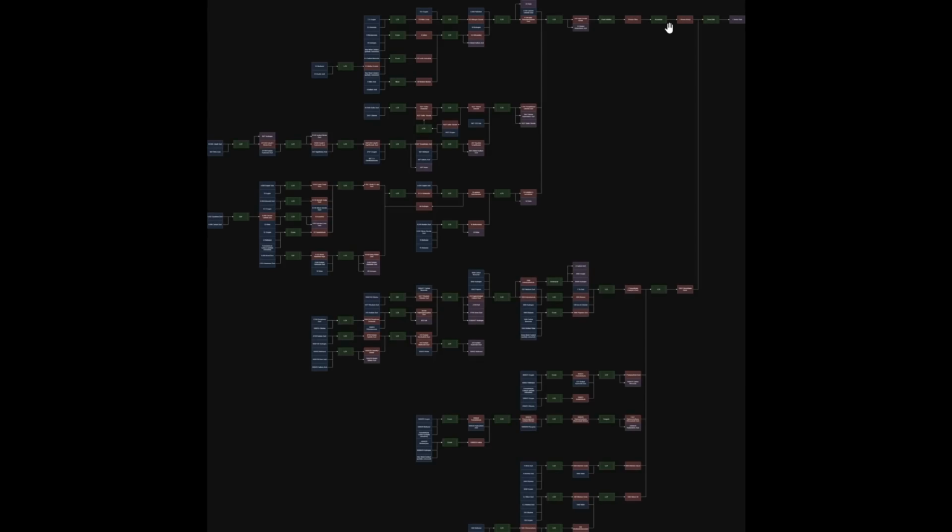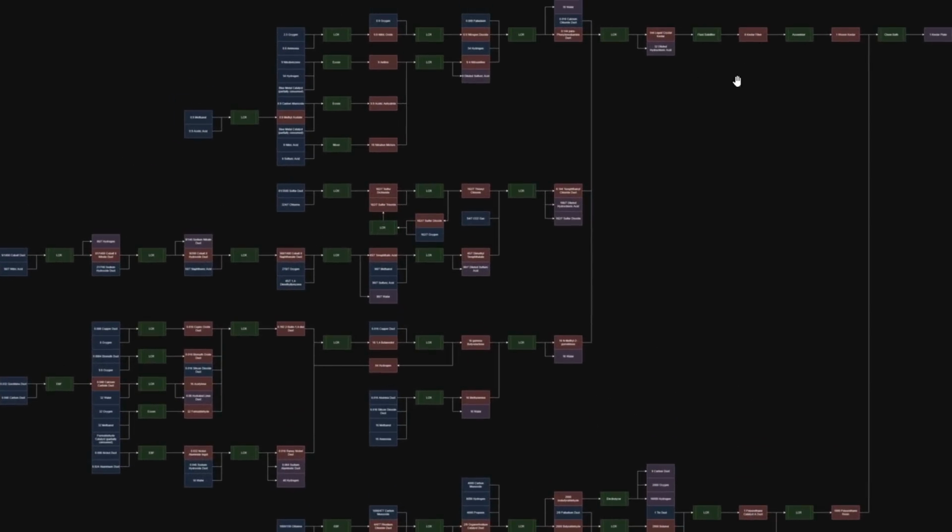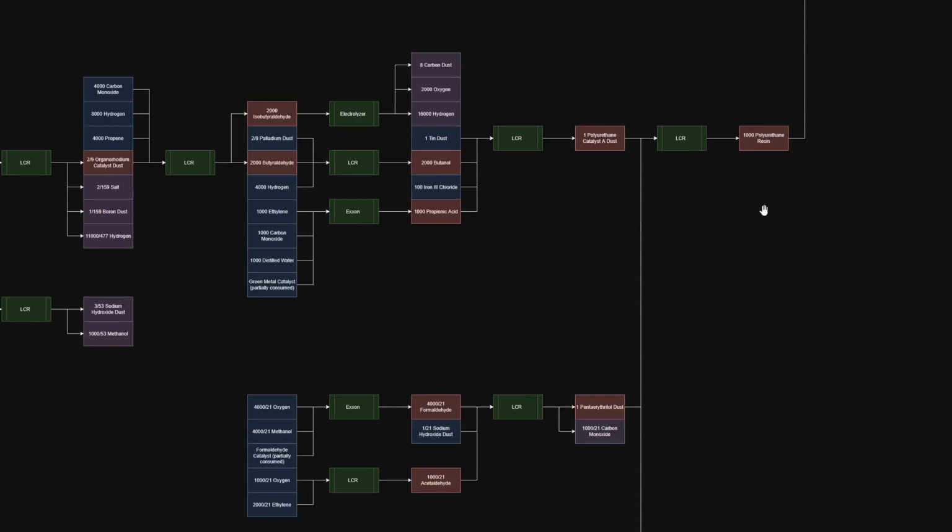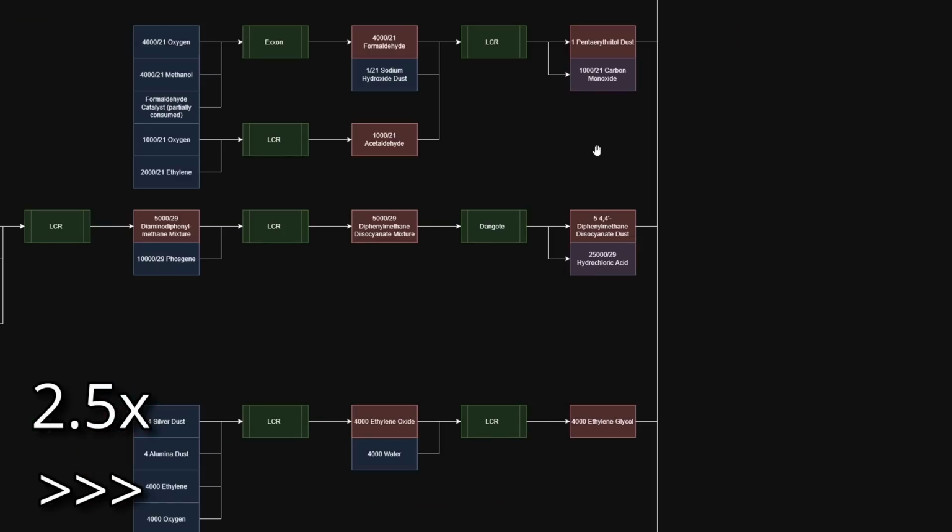Oh, that's the first branch. That's just for the woven Kevlar. And now, the polyurethane resin. This comes from polyurethane catalyst A dust, pentaerythritol dust, 4,4-diphenylmethane diisocyanate dust, ethylene glycol, and silicon oil.